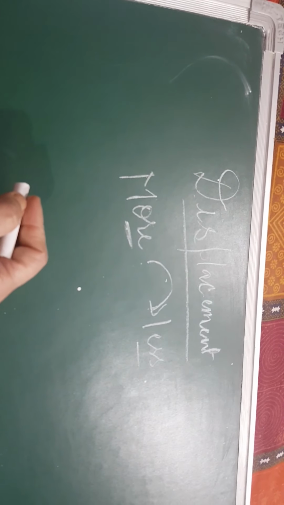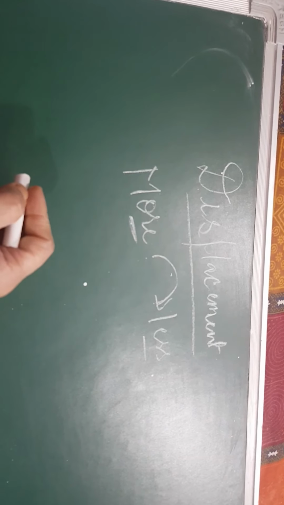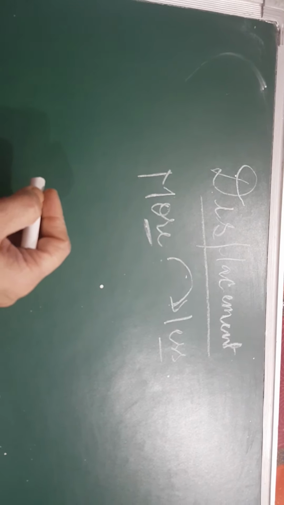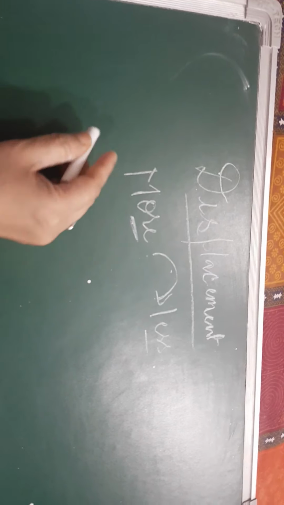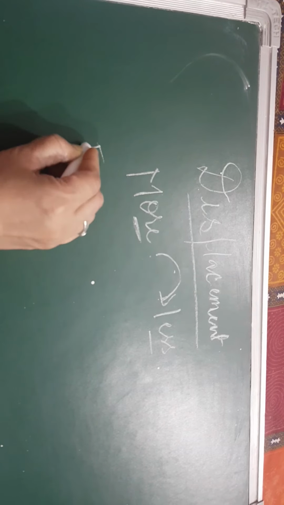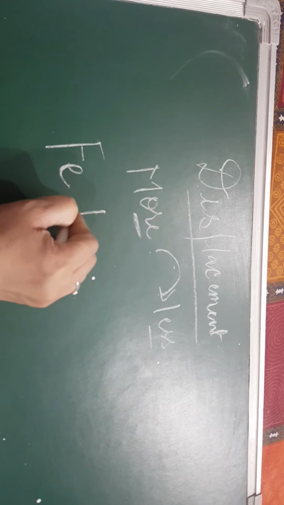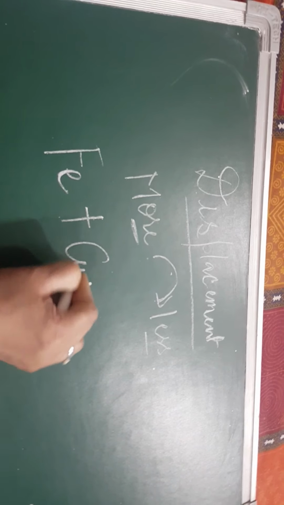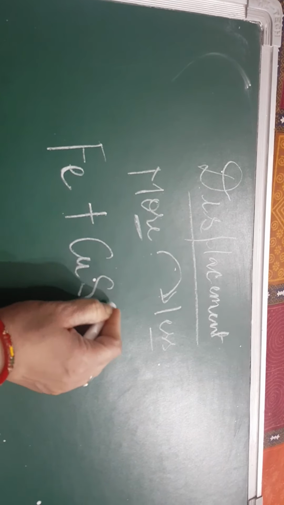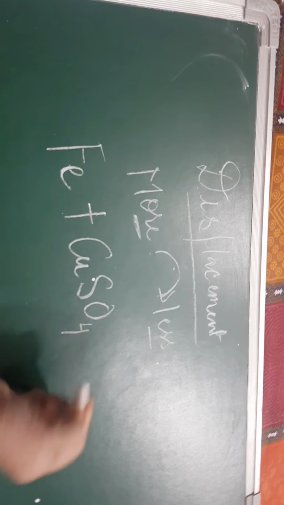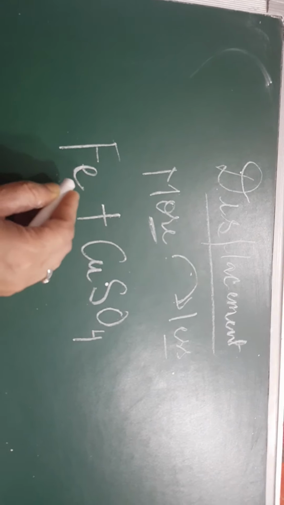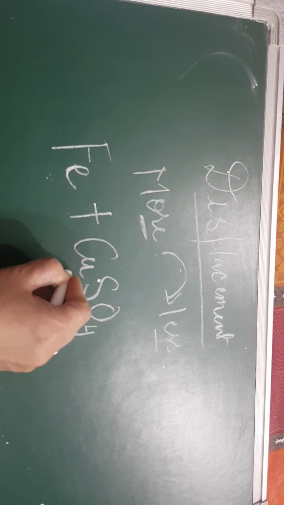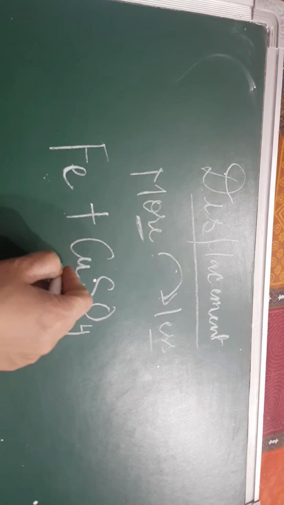In displacement reaction, a more reactive element displaces a less reactive element from its salt solution. For example, this reaction we have done in class 8 also. Copper sulfate, we all know copper sulfate, it is blue in color. So when we treat iron nail or iron filings with copper sulfate solution, remember this, for a reaction you need a medium, so copper sulfate salt solution.